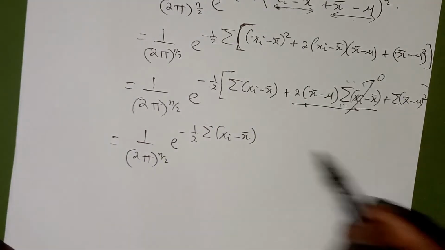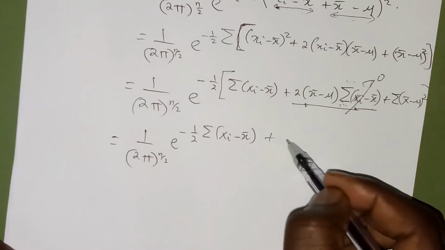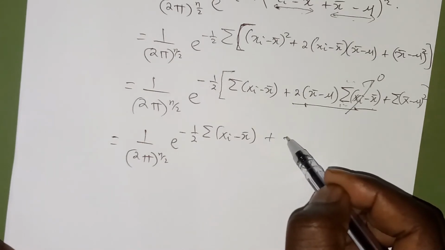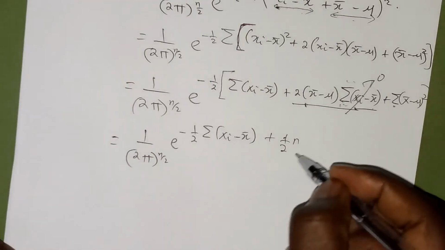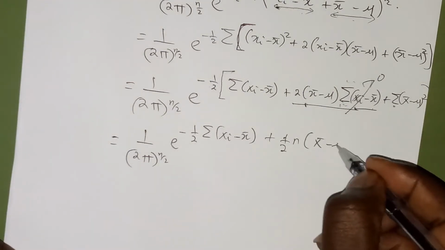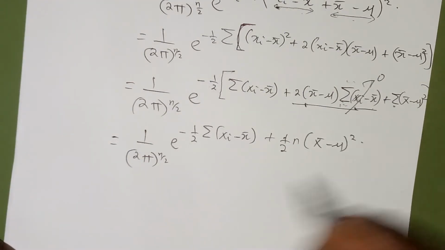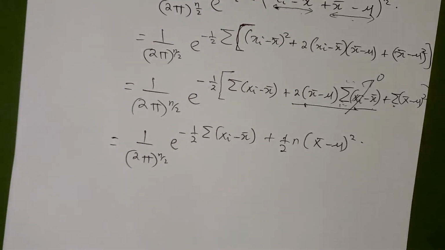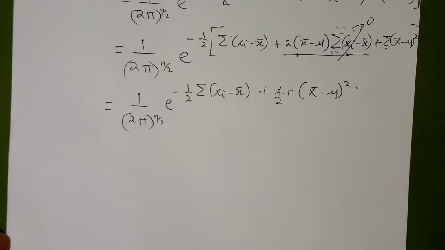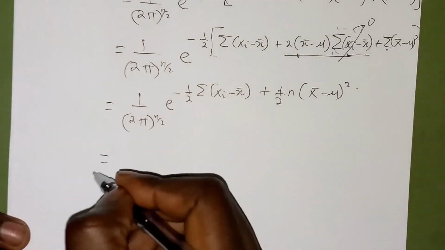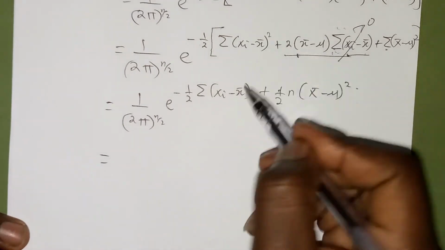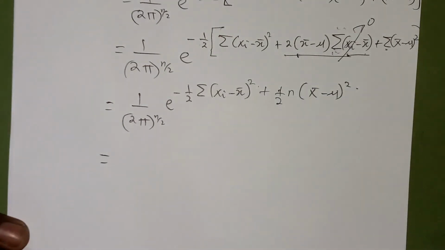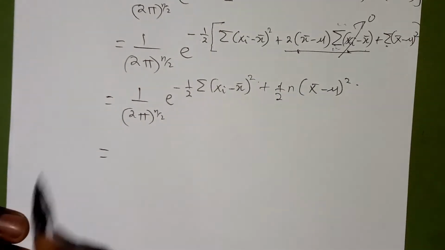So what we have here is negative this one, plus 1 over 2n summation of that one, which gives us an n here, times x bar minus mu squared, like this. All right, then going on, here I left a square, this one is squared, sorry for missing that one.